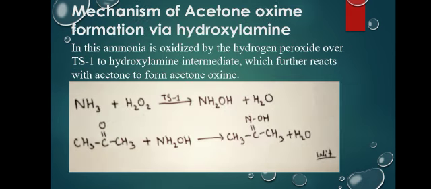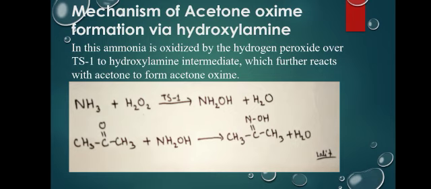Now the second mechanism is the mechanism of acetone oxime through hydroxylamine. In this, ammonia is oxidized by the hydrogen peroxide over the titanium silicate catalyst to form a hydroxylamine intermediate, which further reacts with acetone, that means the hydroxylamine intermediate will further react with acetone to form acetone oxime. The mechanism is given, you can see.